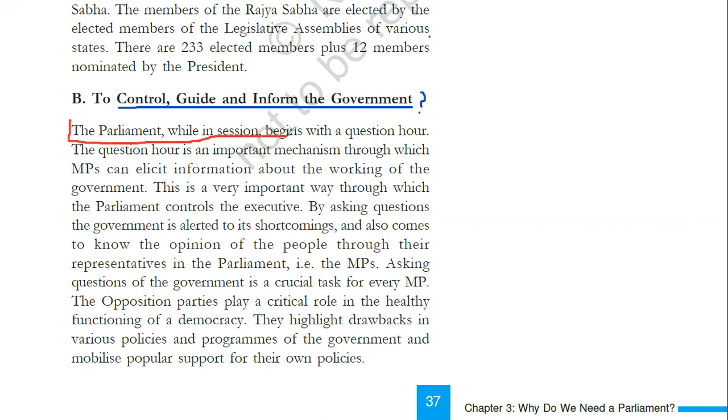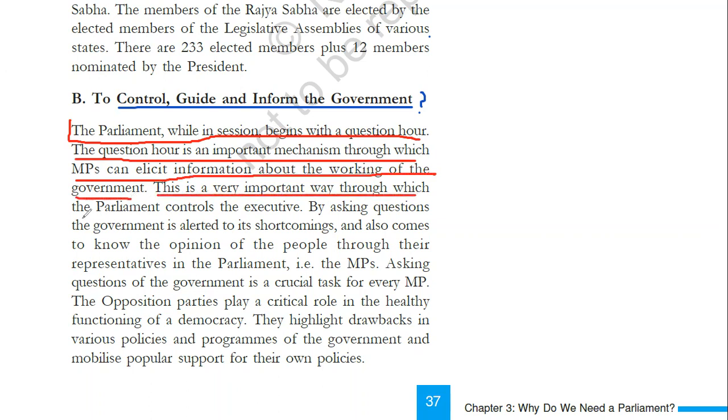The parliament, while in session, begins with the question hour. The question hour is an important mechanism through which MPs can elicit information about the working of the government. This is a very important way through which the parliament controls the executive. This would be your first point.